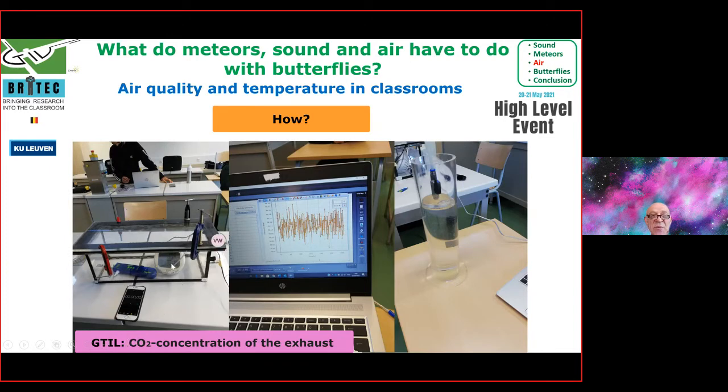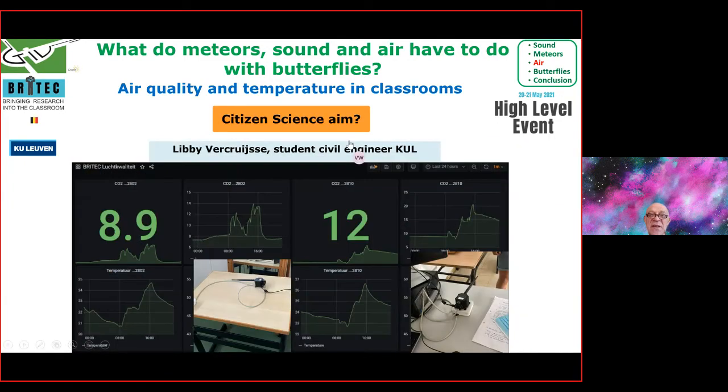Okay, it started with measuring the carbon dioxide concentration of the exhaled air of some pupils, and here you see what we did and the graphs on the laptop. I won't tell any details. The citizen science aim is the following. We got some carbon dioxide sensors and we measured at our school. But this person is a student, and for a master's thesis, she collected data from about 50 classrooms from all over Belgium to determine the air quality of our classrooms.